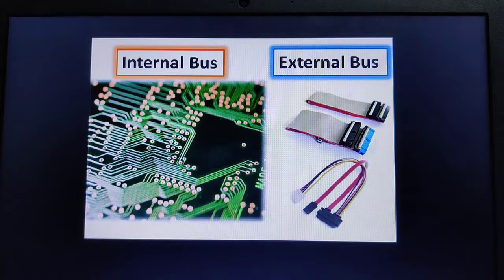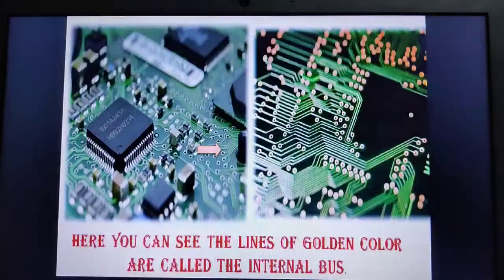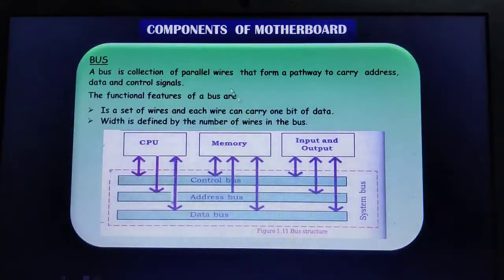So moving on to the next one, the system bus or the expansion bus. We again have three kinds of buses. Here I can show you, this is the system bus. It has three kinds of bus, that is the data bus, address bus and the control bus. So now let us move on to the data bus.